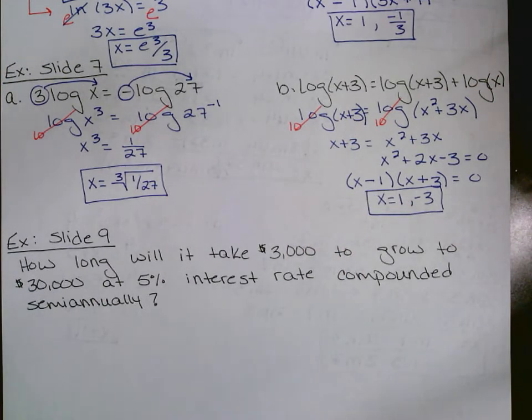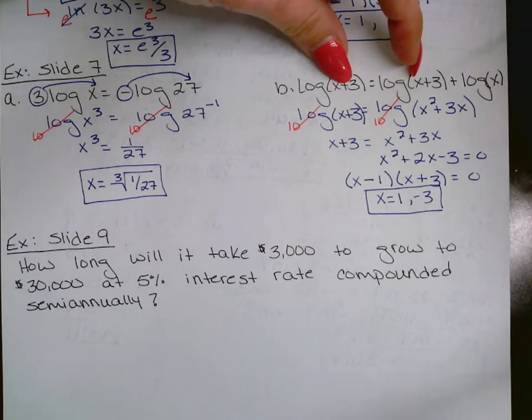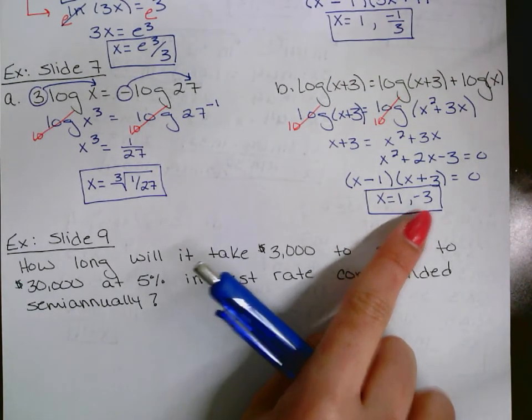So just for those of you in case you did make the mistake, if you would have canceled out these logs of x plus 3, I believe the only answer you do get is the 1, and you would have missed out on the negative 3.